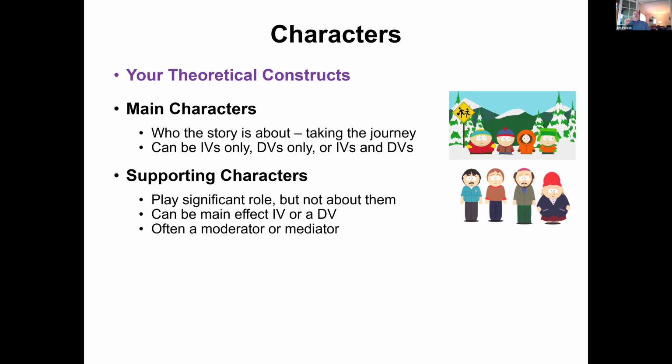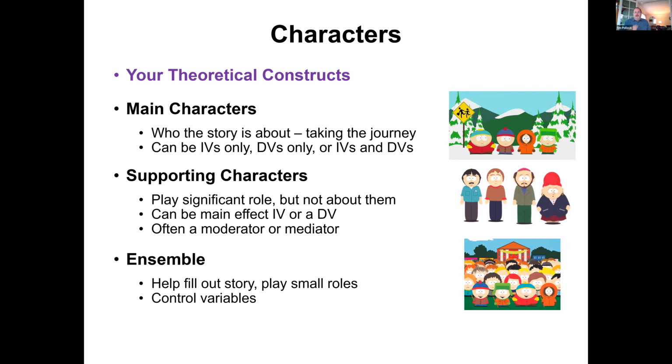You also have to identify your supporting characters. These are actors, in our case constructs, who play a significant role, but it's not about them. They're there to support and help and tell part of the story, but they're not the focal characters. They're not developed quite as fully as the independent variables or the main characters. And oftentimes they play a moderator or mediator role. So they show up for part of the story, but they're not there for the whole story. And then finally, we have the ensemble, the background, the chorus. These are the characters that help fill out the story, but they play small roles. And I tend to think of them in our models as our control variables. They help fill out the story, fill out the context, but they're not the key focus. So they're in the background. They're extras, but they're not the focus of our story.